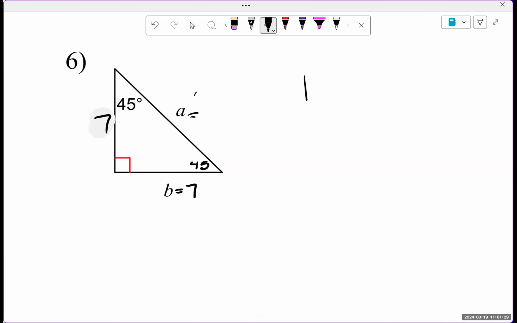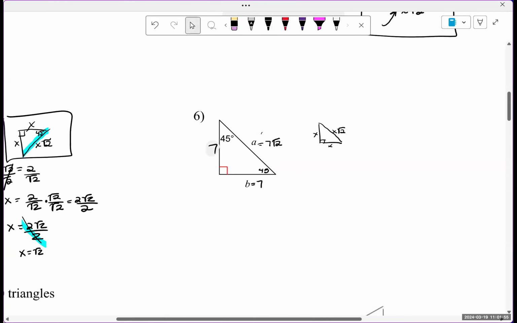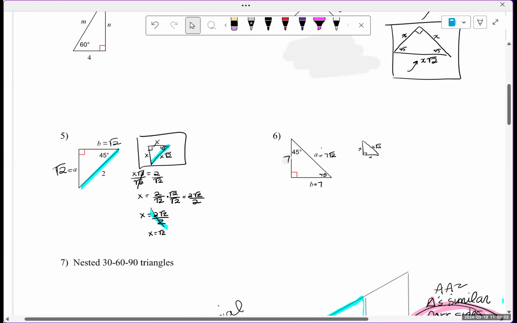And let's look at our parent triangle. And we're going to call it X, X, and X rad 2. So how much is A? 7 rad 2. Okay, so I'm teaching you two things at once. 45, 45, 90, and 30, 60, 90.